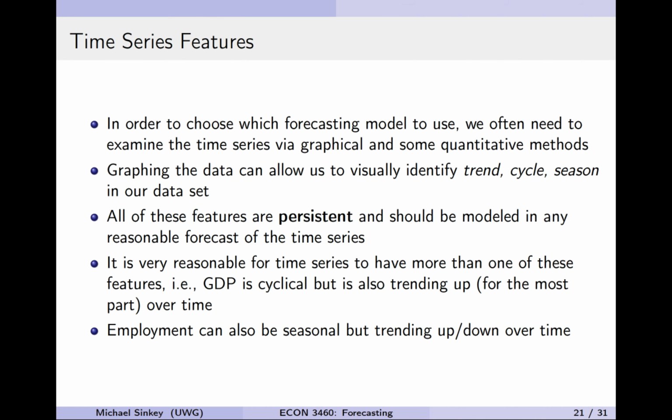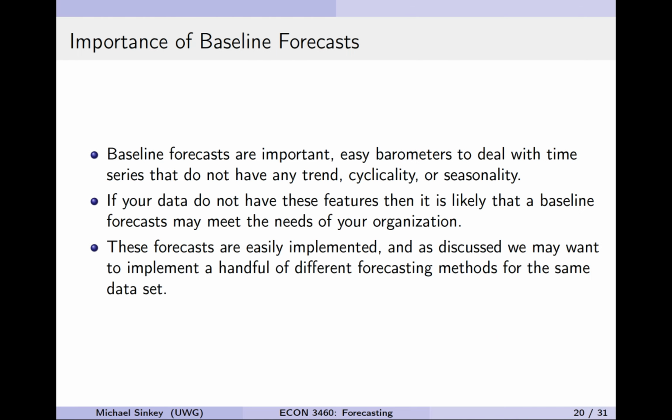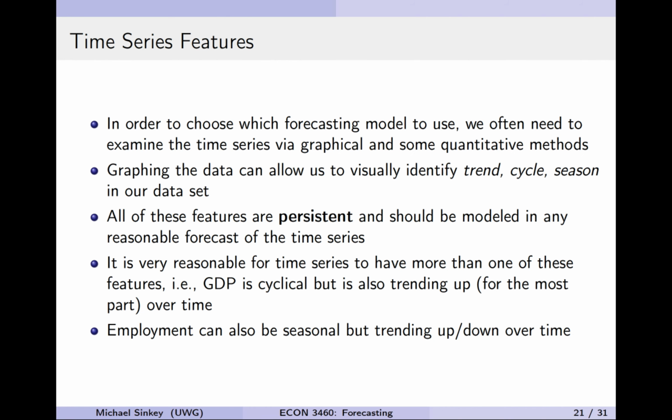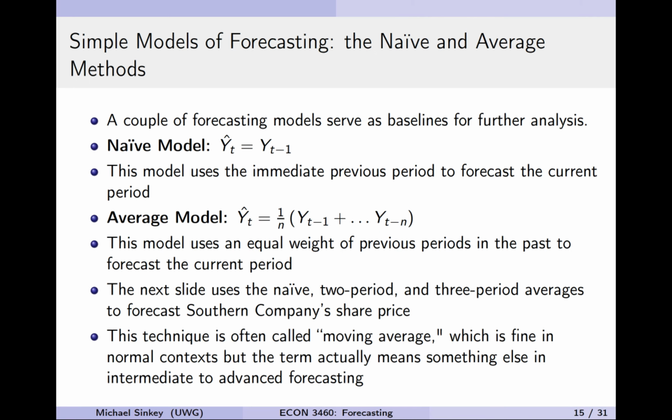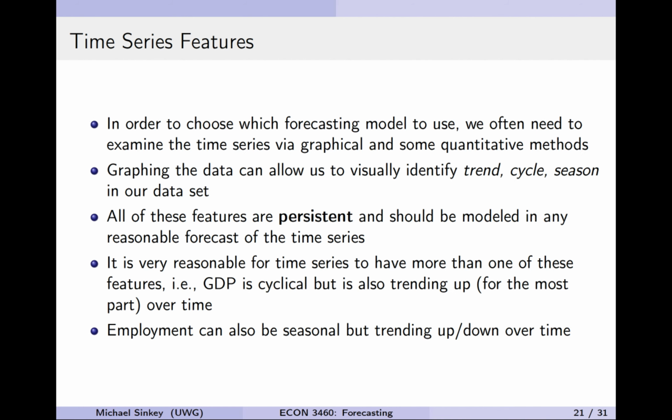In order to choose which forecasting model to use, we're often going to need to examine the time series via some graphical and quantitative methods. And graphing the data is important because these previous baseline forecasts will not be desirable for data with any trend, with any cyclicality, or with any seasonality in our data set. These are what we call persistent features, and any forecast that we make of the time series should try to capture these features. These baseline forecasts do not attempt to capture any of these features.